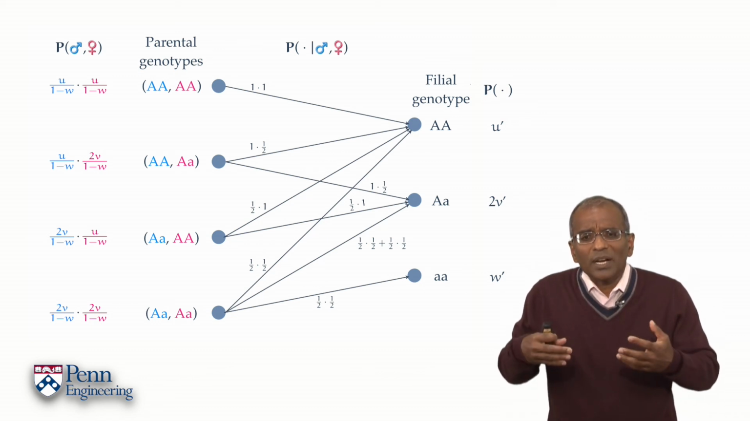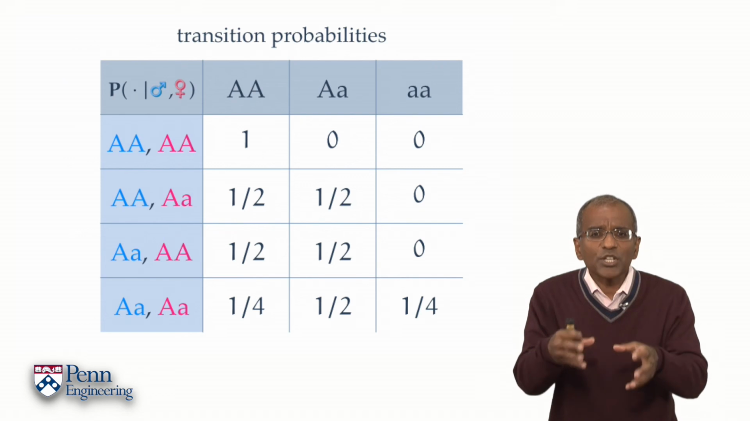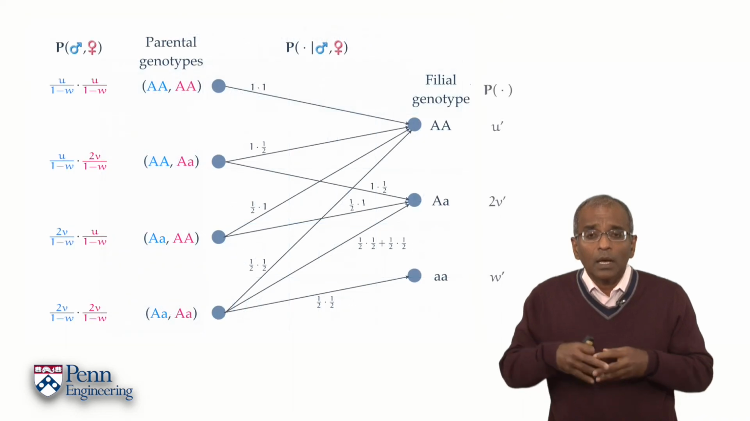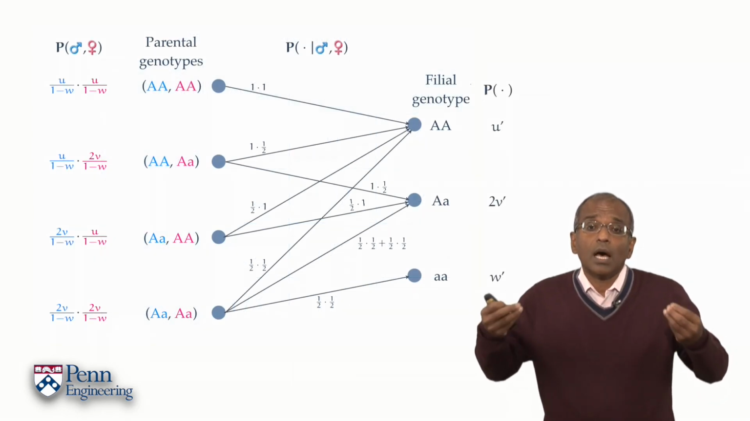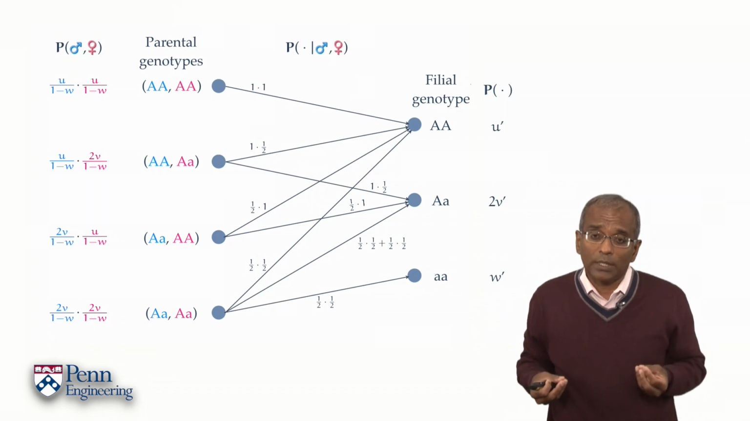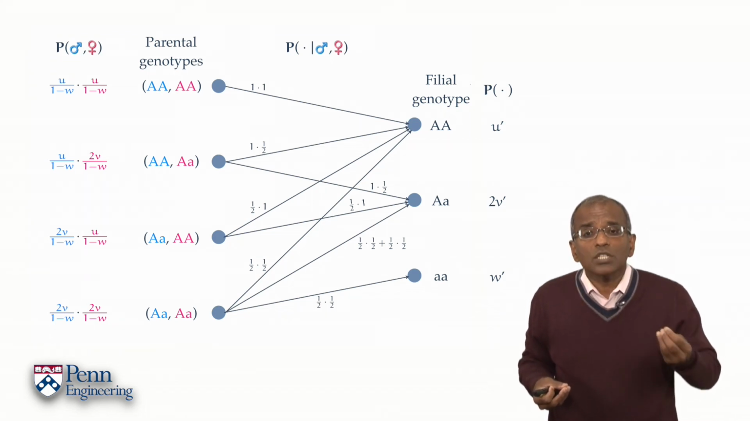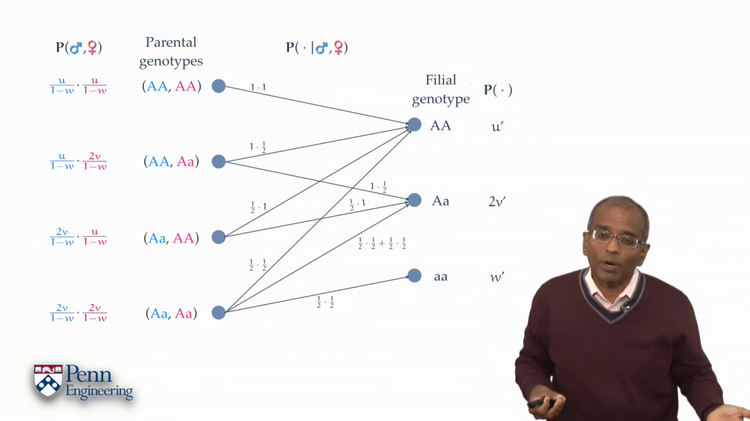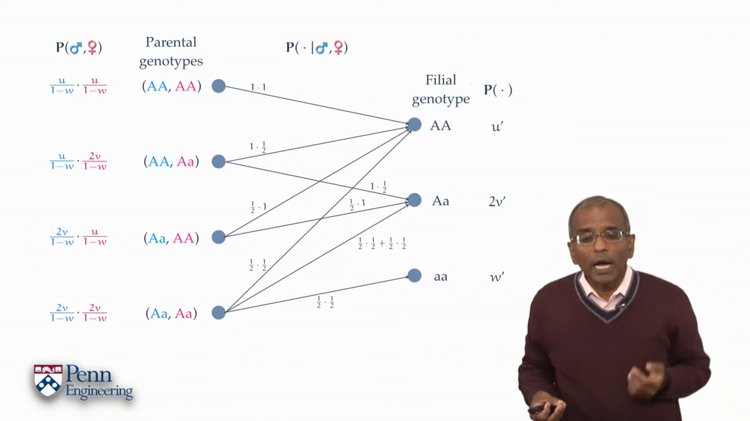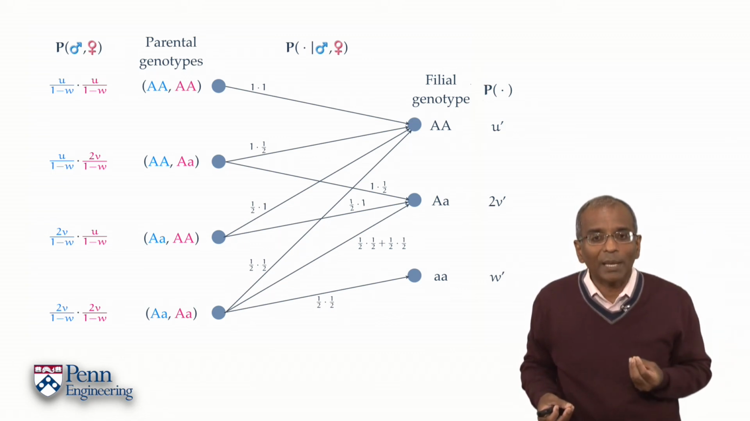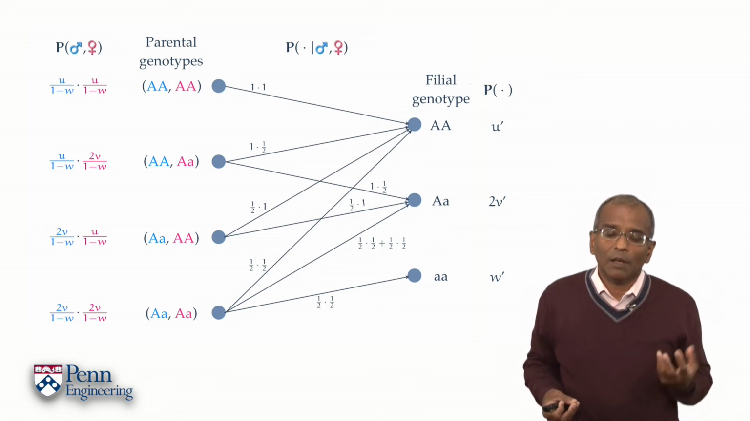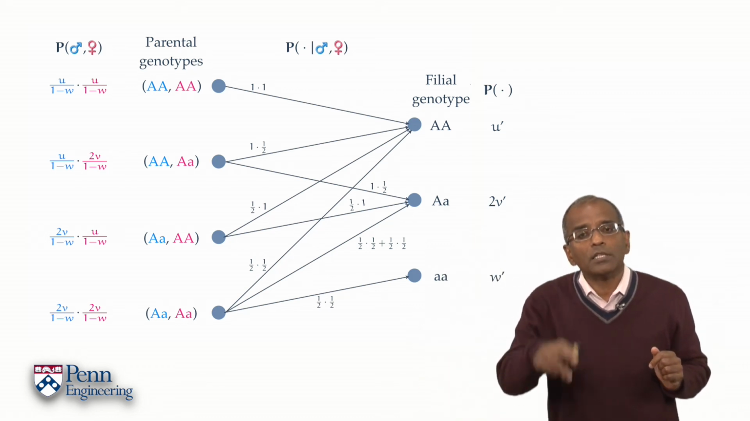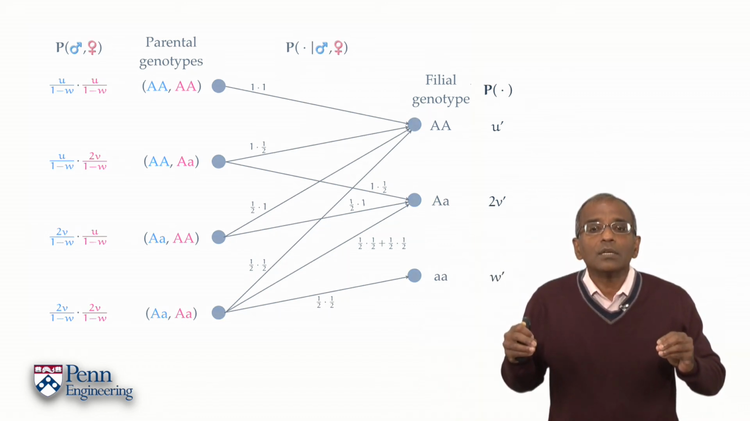Of course, this requires much more effort than we really need to put in. The conditional probabilities tell us everything we need about this particular experiment. We are now equipped to come down and ask and answer the question we started with, which is, what can one say about the distribution of genotypes in the filial generation? What is U prime? What is twice V prime? What is W prime? Of course, we would like an answer based upon the original proportions in the parental population. We turn to this next.